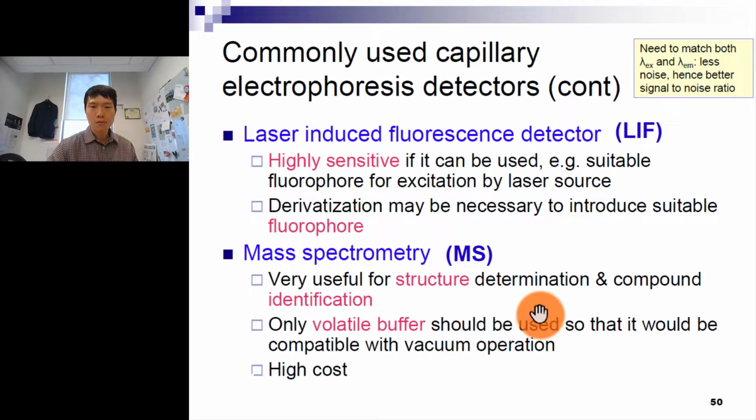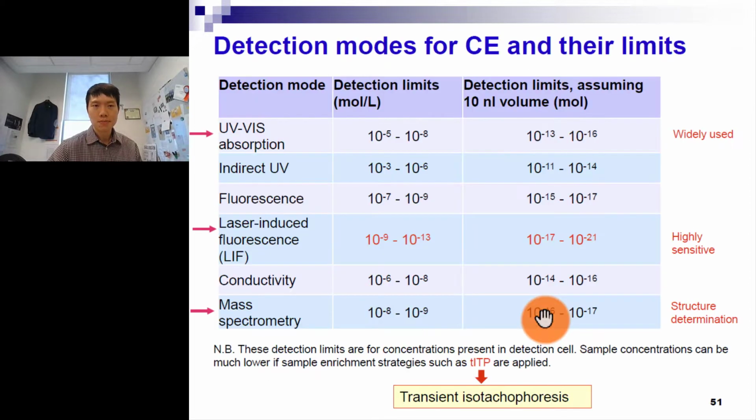And only volatile buffer should be used because we need to fragment the ions in a vacuum. But the demerit is high cost, a very expensive method compared to the others.